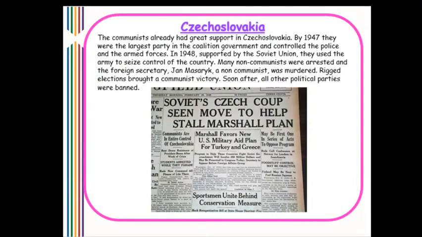In Czechoslovakia, the Communists already had great support, and by 1947 they were the largest party in the coalition government and controlled the police and armed forces. In 1948, supported by the Soviet Union, they used the army to seize control of the country. Many non-communists were arrested, and the Foreign Secretary, Jan Masaryk, a non-communist, was murdered. Rigged elections brought a communist victory. Soon after, all other political parties were banned. So we're starting to follow the same pattern here for each country.